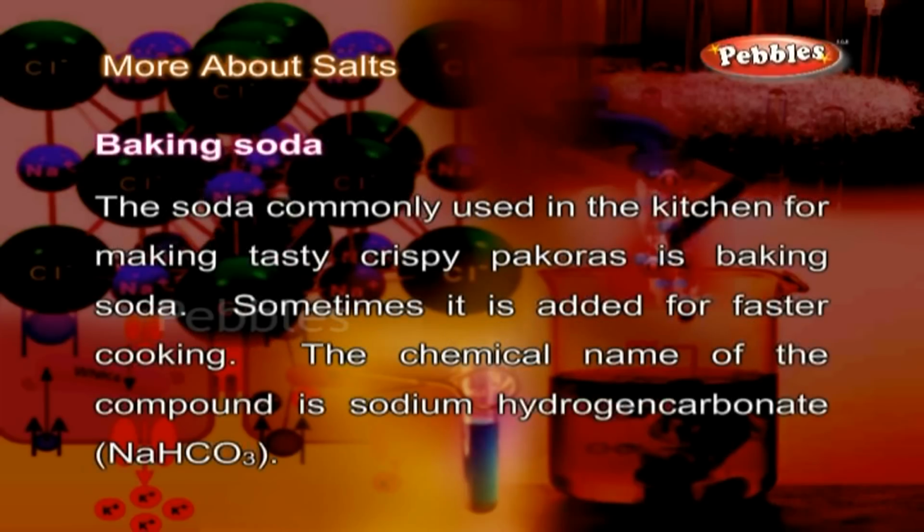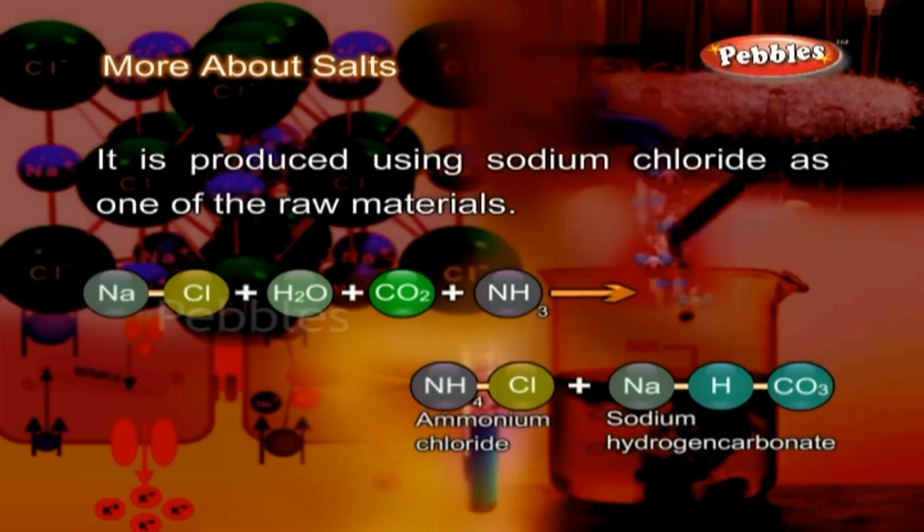Baking soda. The soda commonly used in the kitchen for making tasty crispy pakoras is baking soda. Sometimes it is added for faster cooking. The chemical name of the compound is sodium hydrogen carbonate or NaHCO3. It is produced using sodium chloride as one of the raw materials. NaCl + H2O + CO2 + NH3 gives NH4Cl, that is ammonium chloride, plus NaHCO3, that is sodium hydrogen carbonate.